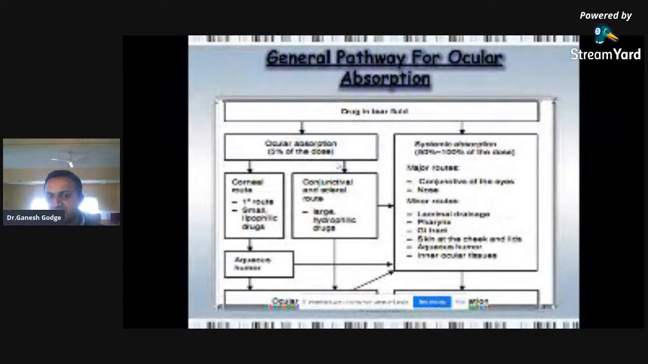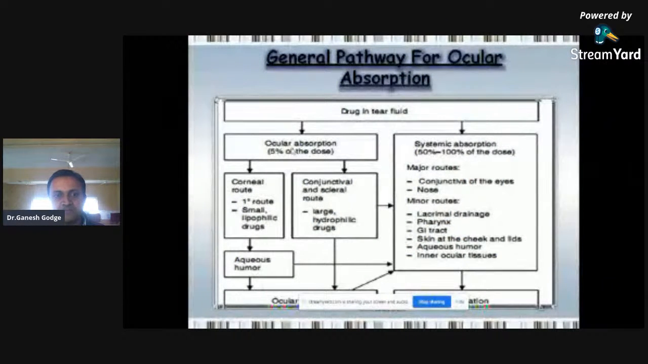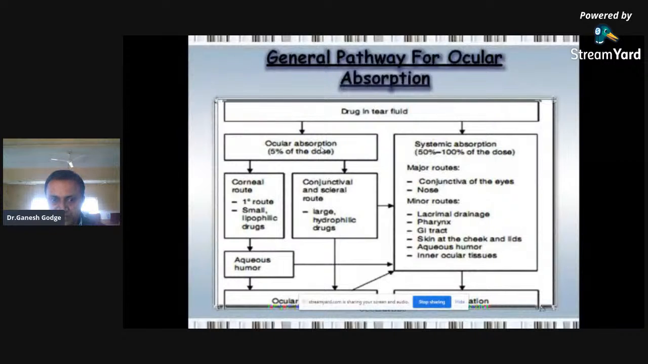Now, the mechanisms we have just learned: the drug will enter either through the corneal route or the non-corneal route. Of ocular absorption, about 5% of the dose goes by the corneal route, and here is the conjunctival route. Small lipophilic drugs, less than 60 angstrom, will enter through the corneal route, and large hydrophilic drugs enter through the conjunctival route. So whenever the drug becomes available in tear fluid, ocular absorption is triggered, by either the corneal or the non-corneal route.